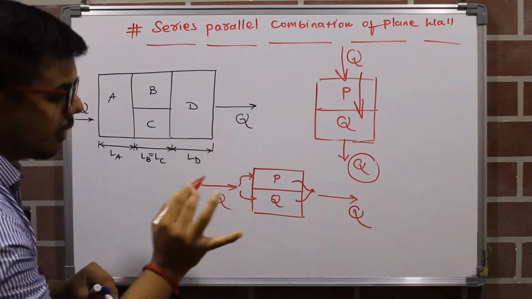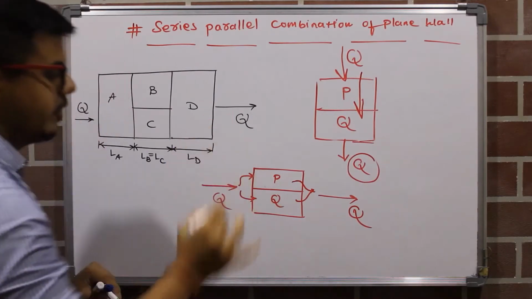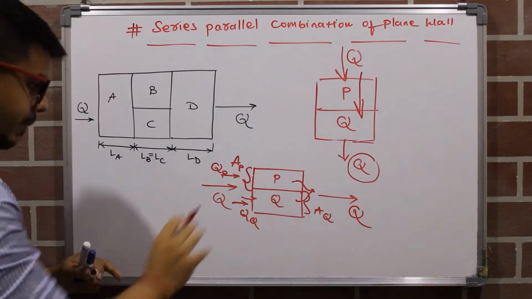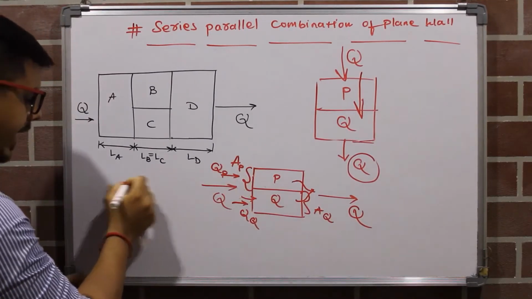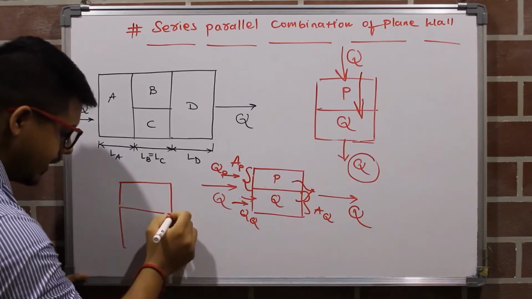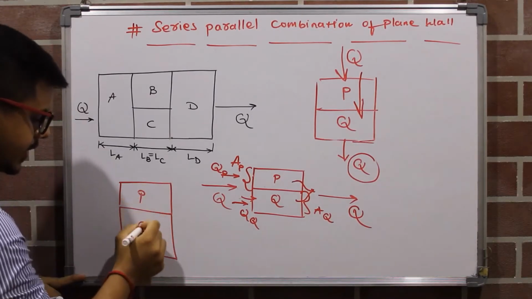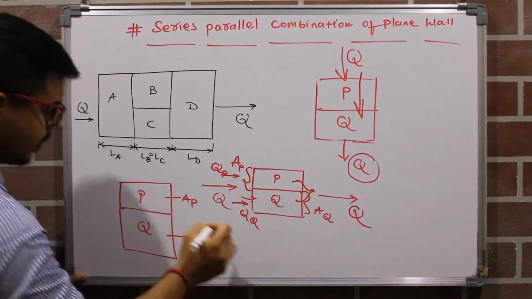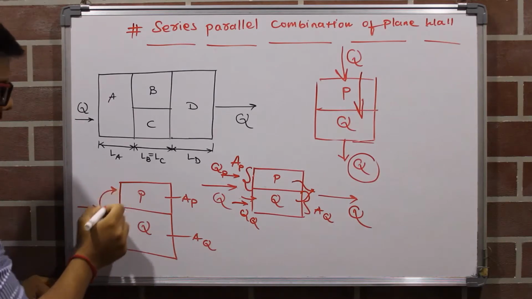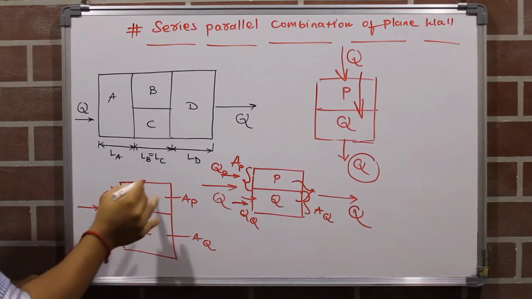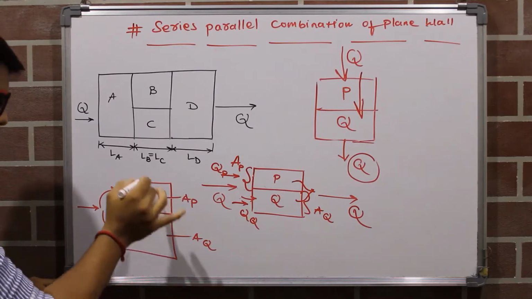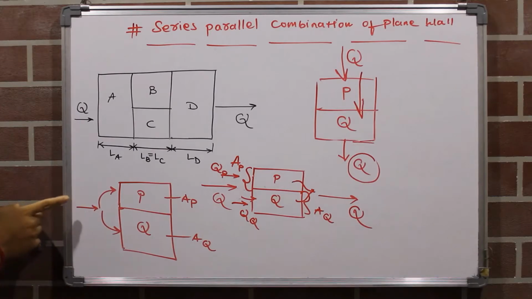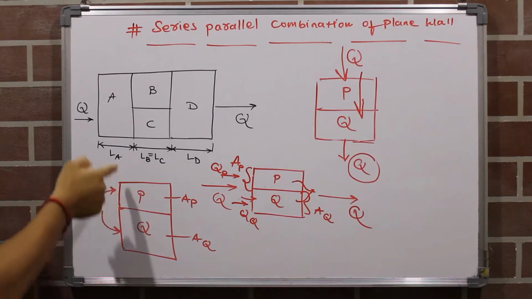And in parallel combinations, the area perpendicular to heat flow is different. Why different? Suppose I draw a better diagram here. Suppose we have walls like this. This is P and this is Q. The area of wall P is AP and the area of wall Q is AQ. Now heat is coming and it has to divide into 2 parts. So you can see the area AP is obviously different from area AQ, because the area perpendicular to the heat for both walls is different.